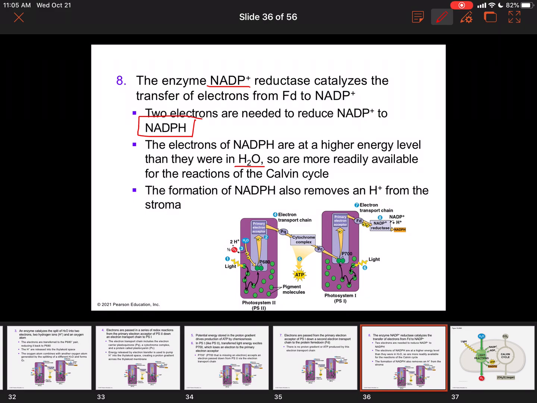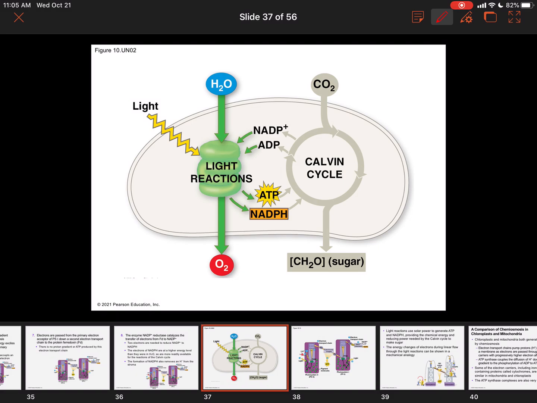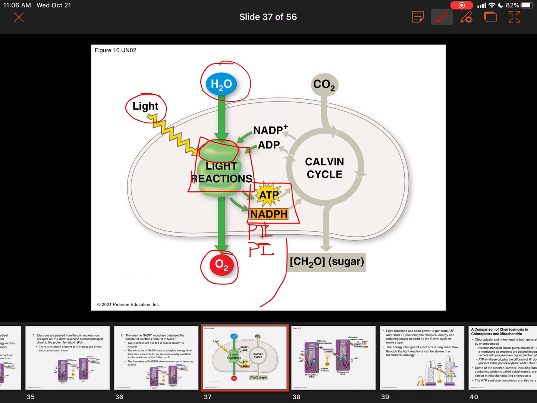It says the formation of NADPH also removes that H plus from the stroma, okay? And so here's our two products that we have made, NADPH and ATP, from the two photosystems. Okay, so let's go back to our original diagram. Everything we just talked about in those 8 steps is happening right here in the light reactions in the membrane of these thylakoids. The water molecule comes in, sunlight comes in, oxygen is given off, and we made these two products, ATP and NADPH, in photosystem 2 and photosystem 1, okay? Those 8 steps occur so that we can make these two products to start the Calvin cycle, okay?